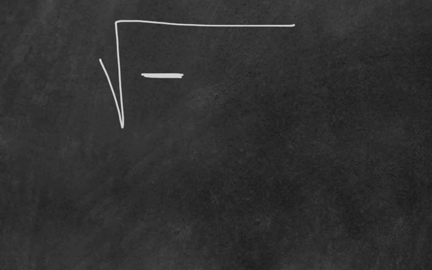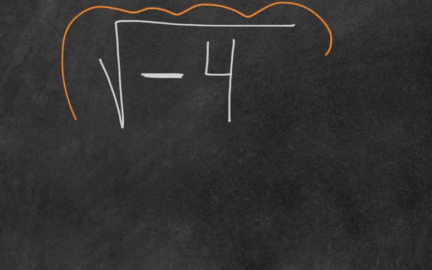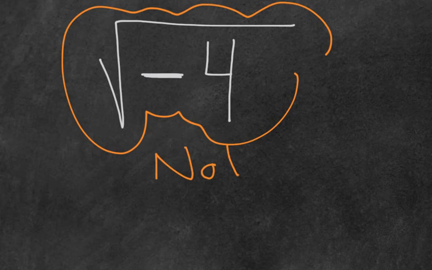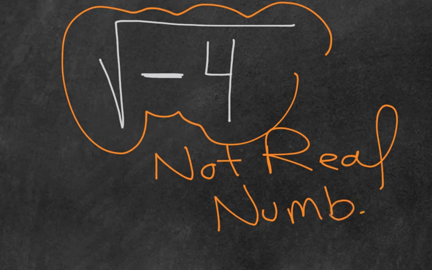Students, when you have a number like square root of negative 4, or square root of negative 5, or any negative number inside the square root, that means this number is not a real number. Just in this case, it's not a real number. So if it's not a real number, it's not rational and not irrational.